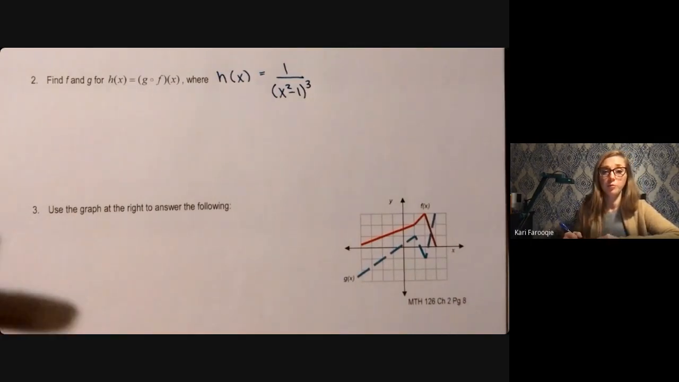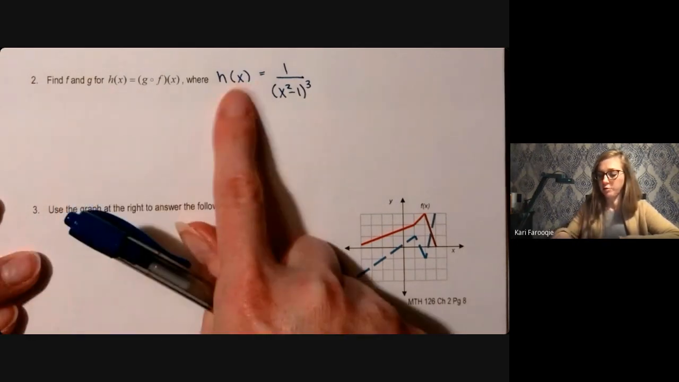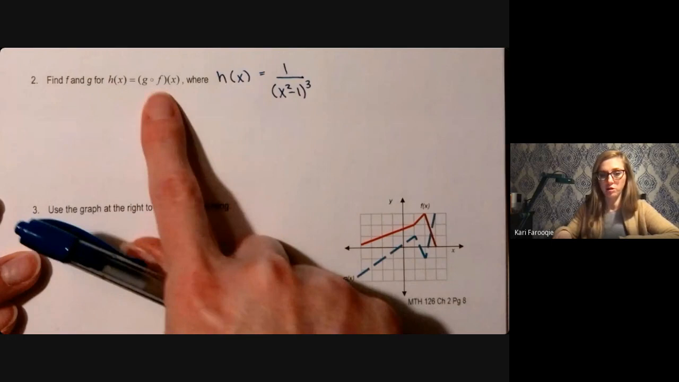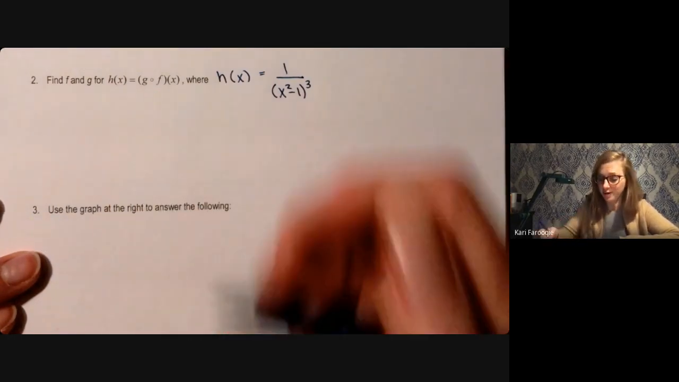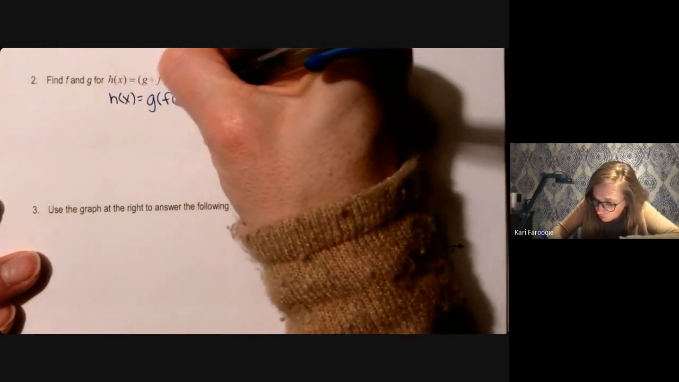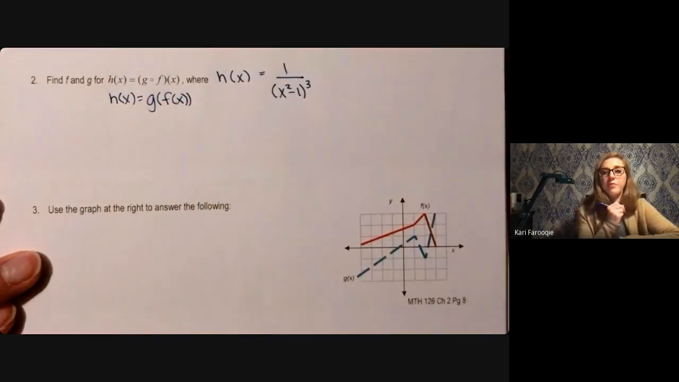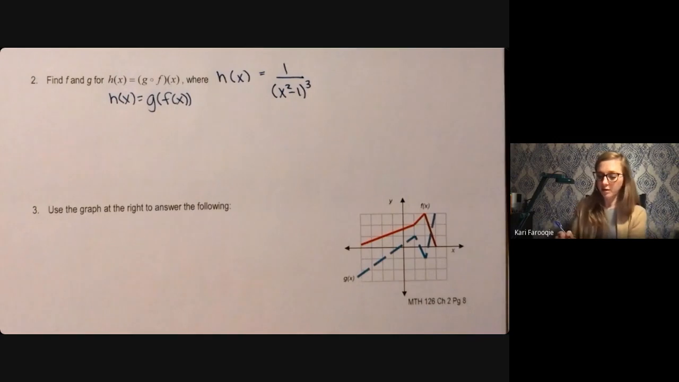So what we're going to do is figure out what f and g need to be in order for h to be g of f of x. Now, again, I think it's going to be really helpful for you if you rewrite this as g of f of x. Can't force you to do it, but it's a really good idea. All right, now you're going to have to focus on, first of all, finding the inside function.